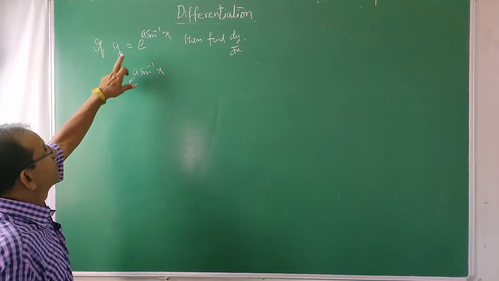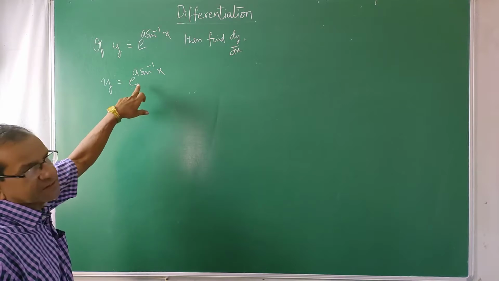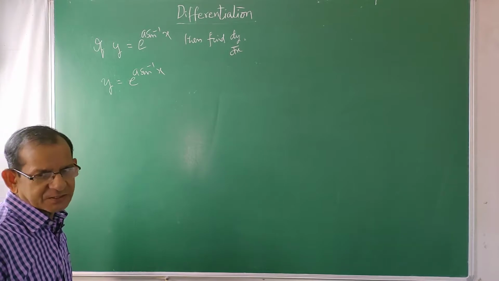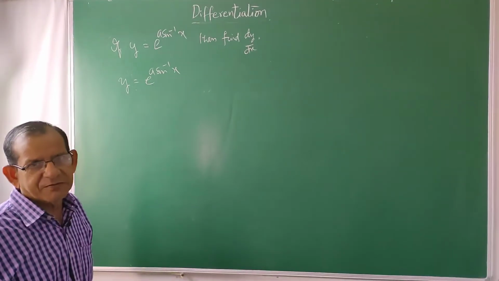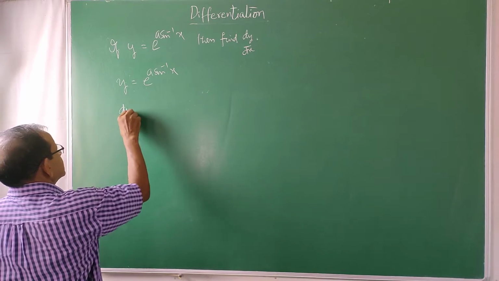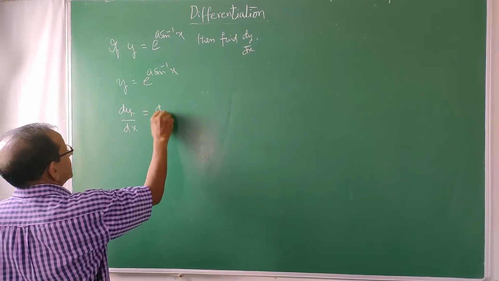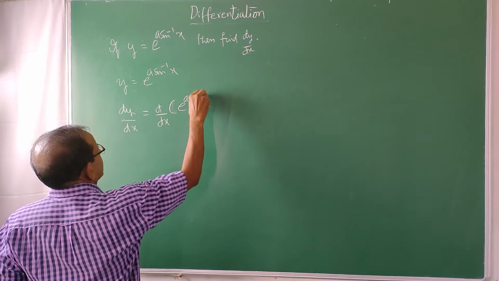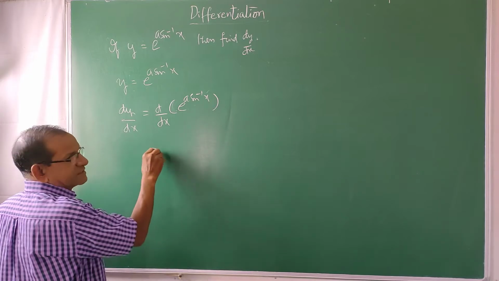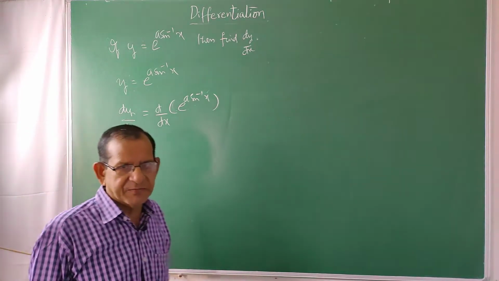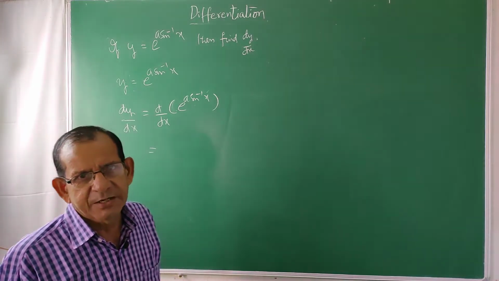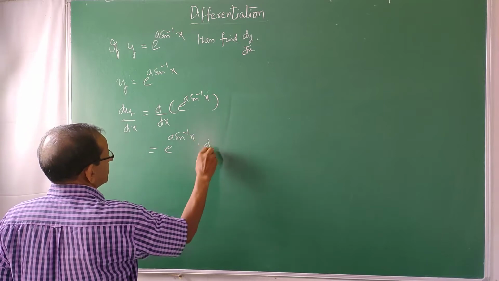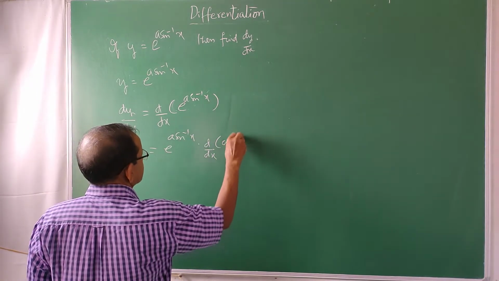Now, if y is equal to e power a sin inverse x, then find dy by dx. Whenever e power f(x) is there, first you have to write the same thing into the derivative of f(x). That is dy by dx is equal to d by dx of e power a sin inverse x. Its derivative is e power f(x) into the derivative of f(x), that is e power a sin inverse x into d by dx of a sin inverse x.